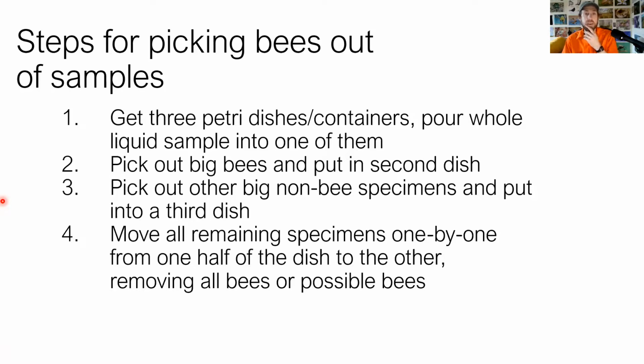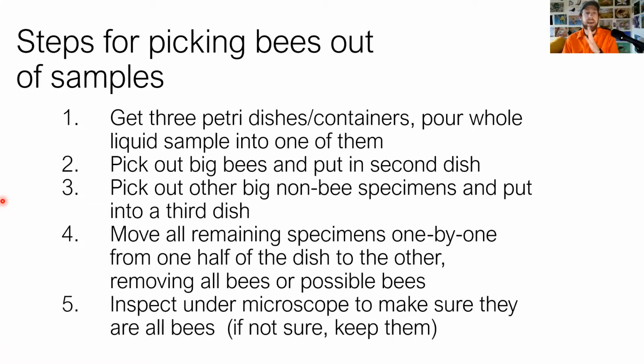And then in your dish that's all of your small stuff that probably still has bees in there, move all of them from one side to the other one at a time. So you look at every single thing and pick out anything that might be a bee, and then inspect them under a microscope to make sure that everything you picked out is a bee.